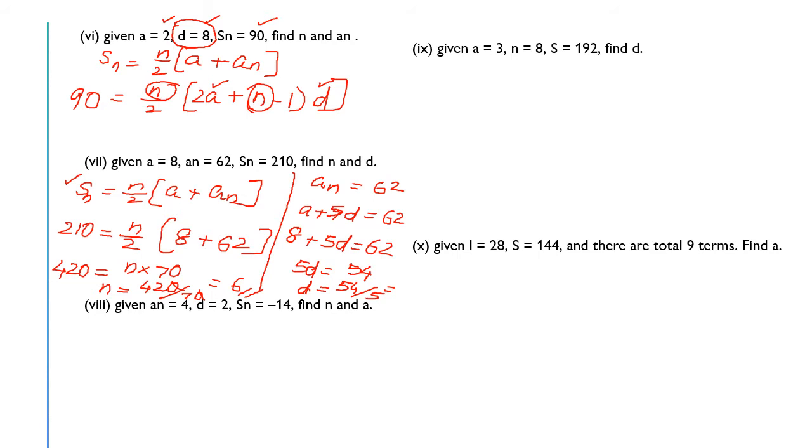Now, let us see the 8th question. Shall we move to the 8th question? Given an equal to 4, d equal to 2, Sn equal to minus 14, find n and a. What is Sn? Sn is n by 2 into 2a plus n minus 1 into d. That is given as equal to minus 14.